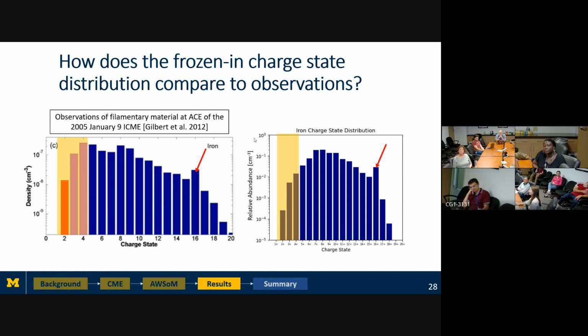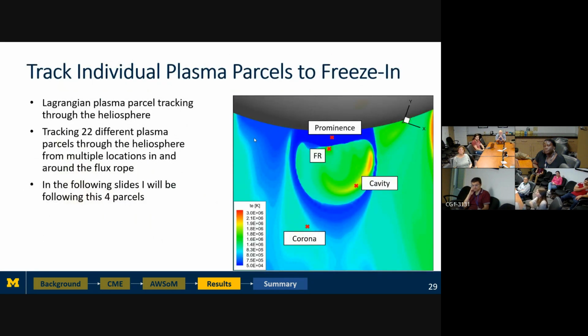And then we said, okay, so why don't we actually track what happens until we get to this location? So we began using Lagrangian plasma parcel tracking through the heliosphere. And I'm tracking 22 different plasma parcels. I'm not showing all 22 of them. I'm only showing 4. So I'm showing one that's from the middle of our prominence material, this is a temperature distribution of our flux rope right before we erupt it.